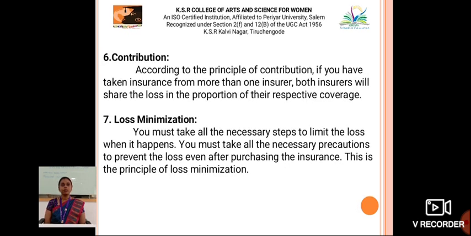Contribution. According to the principle of contribution, if you have taken insurance from more than one insurer, both insurers will share the loss in proportion to their respective coverage.